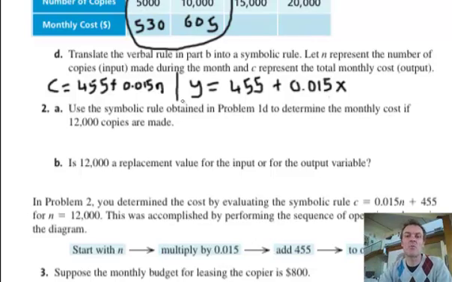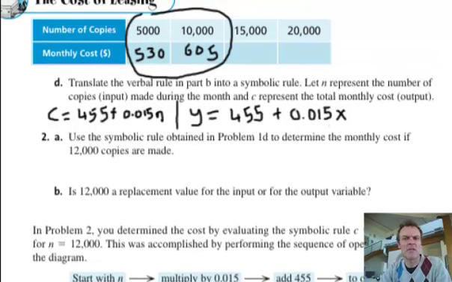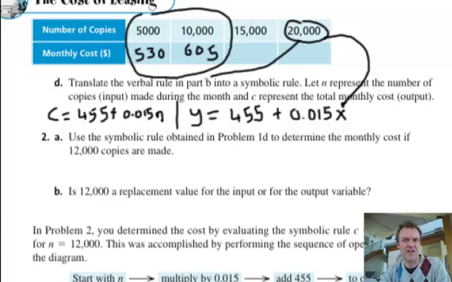Now, what we're saying here is, if I want to do 20,000, I would put that right there, or of course right there if I'm using this one. But you've mostly probably done that in your head. I'm going to do this times the number of copies, then add 455, that will give me the Y, the output, the answer. So you've just created that. That's you knowing the number of copies. You can put it into the equation and find out the monthly cost, because you can do it on your calculator.